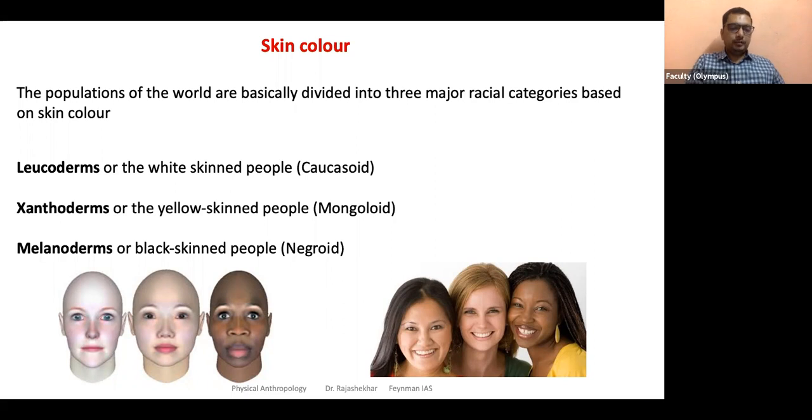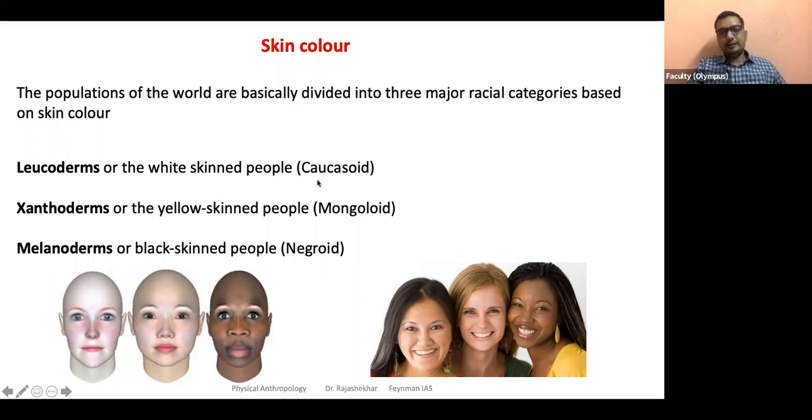So less pigment or moderate amounts of pigment gives rise to yellow skin color. So this is called xantho. Xantho means yellow. Leuco means white. And melano means dark. As we talked about, melanin is, so melanoderms are black skinned people. So these are obvious, I don't have to explain you.